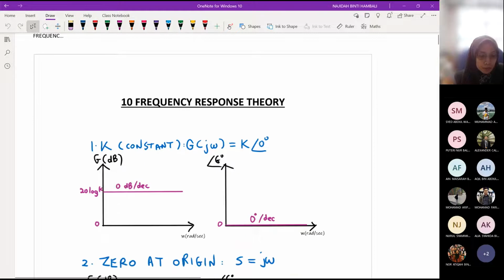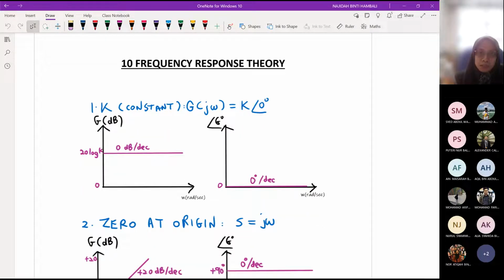So let's continue our frequency response topic for this one. Before you can start sketching your Bode plot, design your Bode plot either using lag or lead compensator. This is the basic knowledge. You need to know this frequency response theory, where it is the basic of different types of function in your transfer function. Previously in root locus, you are using the transfer function in S domain, but for frequency response technique and design, you need to convert that S domain transfer function into frequency domain.